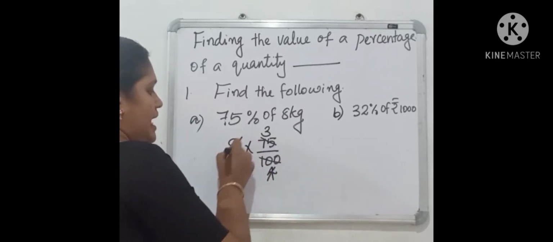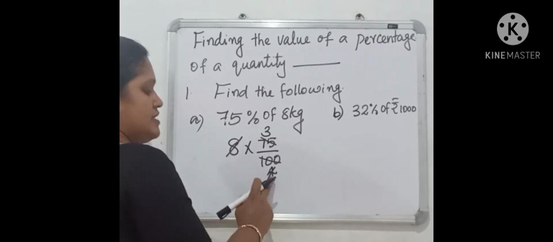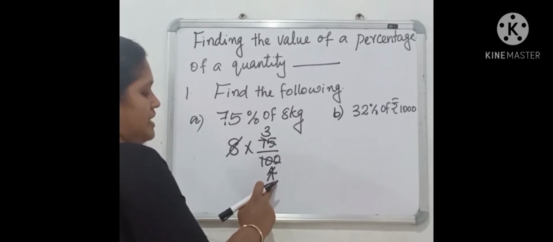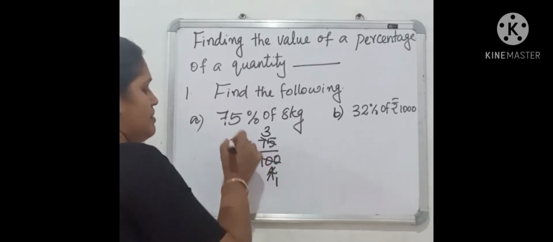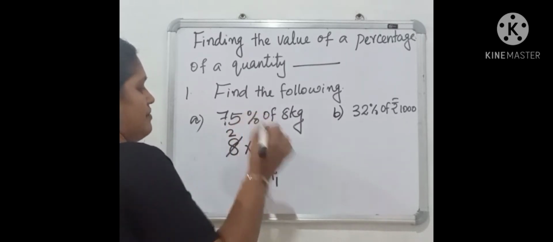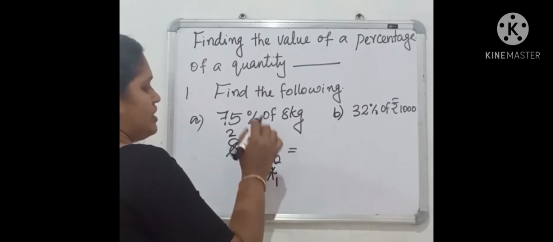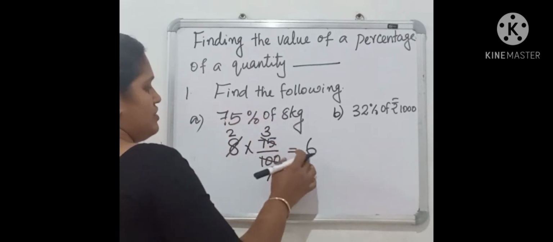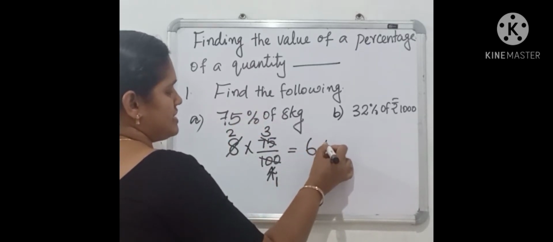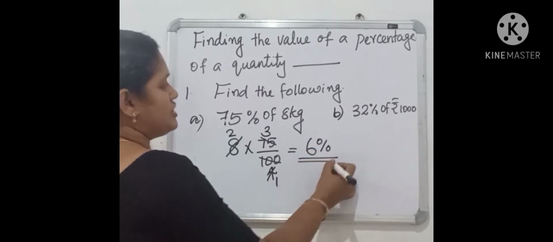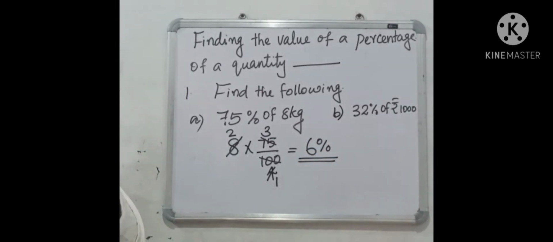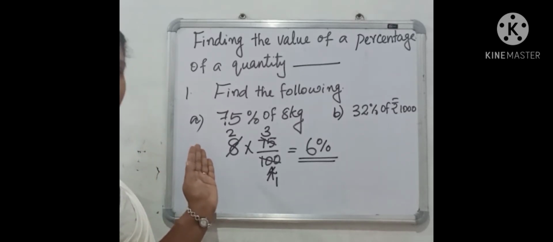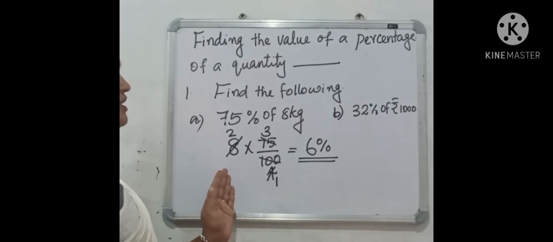Next, cut 4 and 8. 8 is divisible by 4. So we can cut 8 by 4. 4 in 4 one time, in 8 two times. So 2 into 3 equals 6. By 1 means 6 by 1, 6 itself. So 6 kilogram is the 75% of 8 kilogram. Understood?